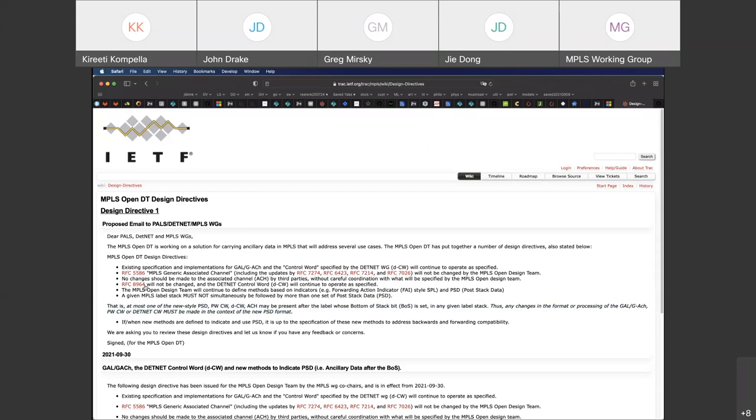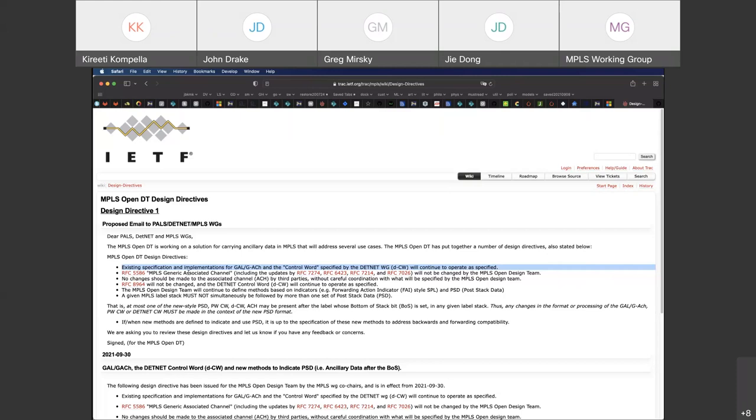Right. So what it says is the existing specification and implementation for G-ACH continue to operate as specified. If you take that very literally, and you also take the fact that you can't have G-ACH and the new style PSD, then if you want a new associated channel type, you would say, okay, I have a new TLV in the PSD, which is an associated channel. In that, I could use the old types, but I could introduce a new type that says, this is my new channel type. So I think it follows from the existing statements.